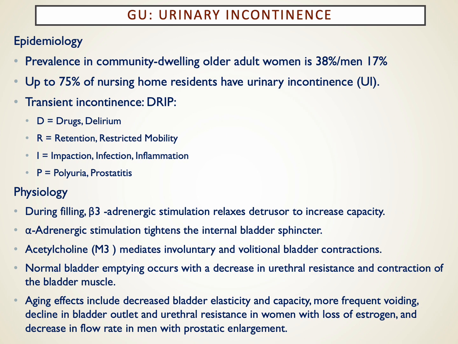Let's now switch gears and talk a bit about genitourinary incontinence. We see this in men and women, much more commonly in older women than we see in men, but we see it in men as well. Very common in nursing home patients as well. For transient incontinence, you think about whether it's drugs or delirium, whether there is urinary retention or restricted mobility, whether the patient is impacted or has an infection or inflammation, or if they have polyuria. Could it be, for example, they're on an agent that causes polyuria, like lithium, or have diabetes insipidus, or prostatitis in a man.